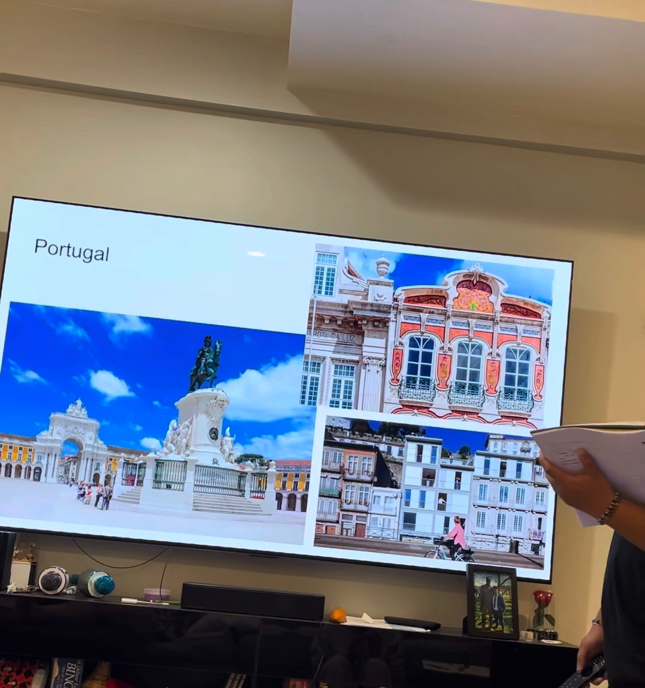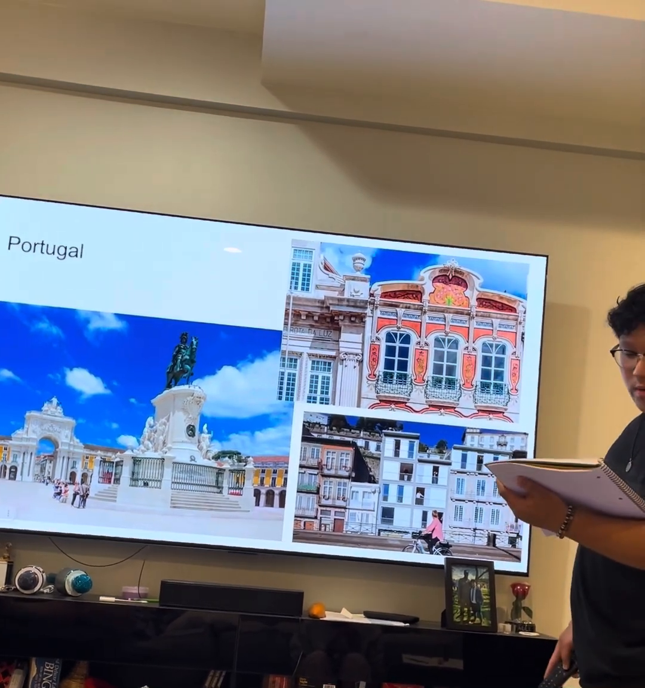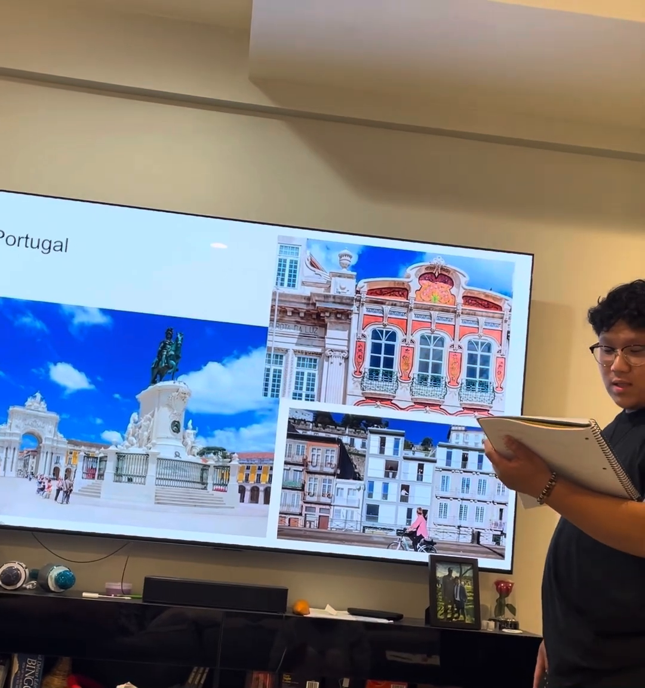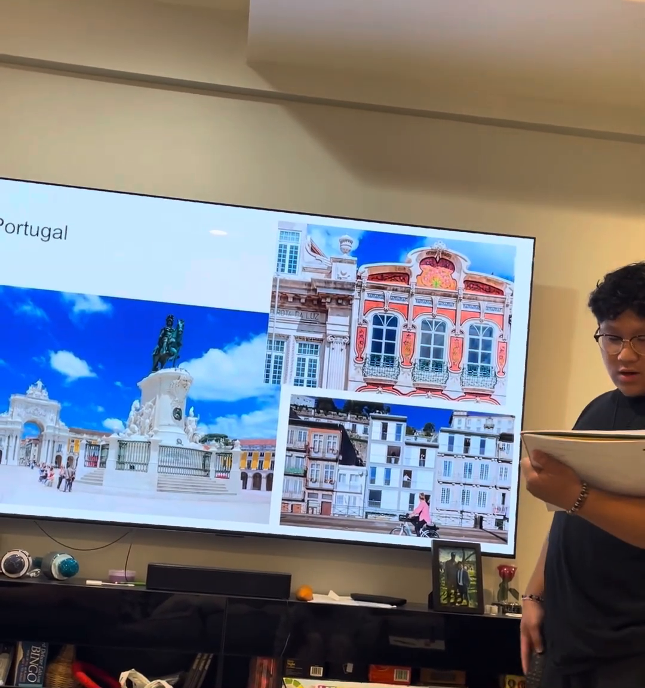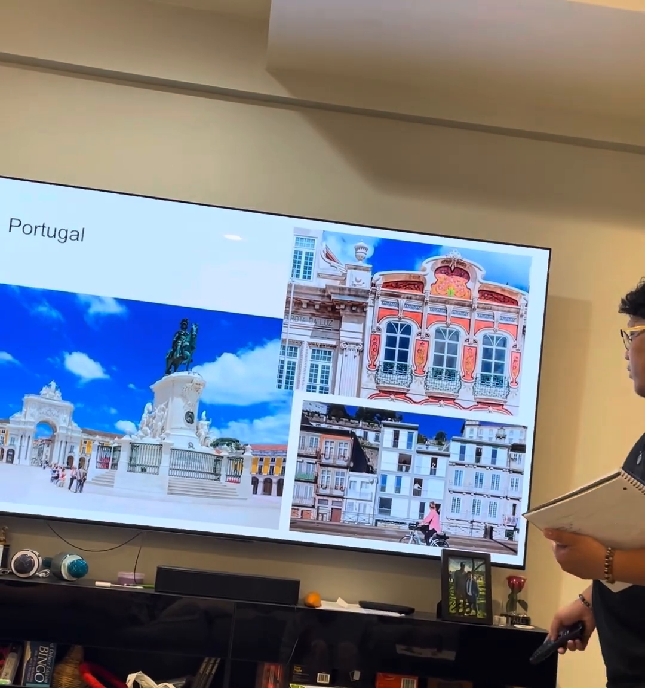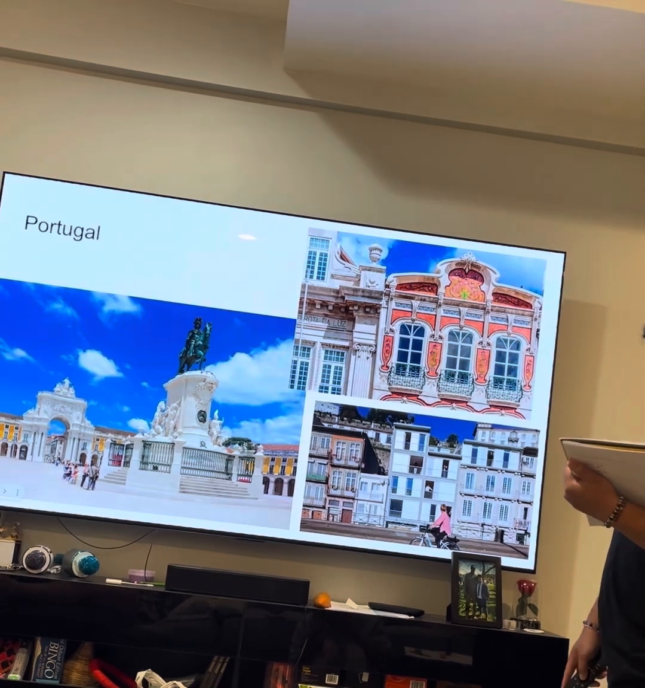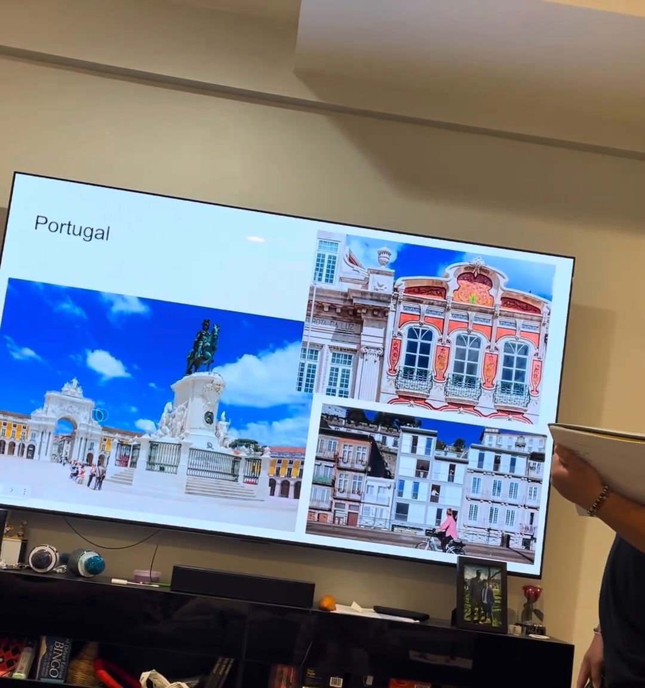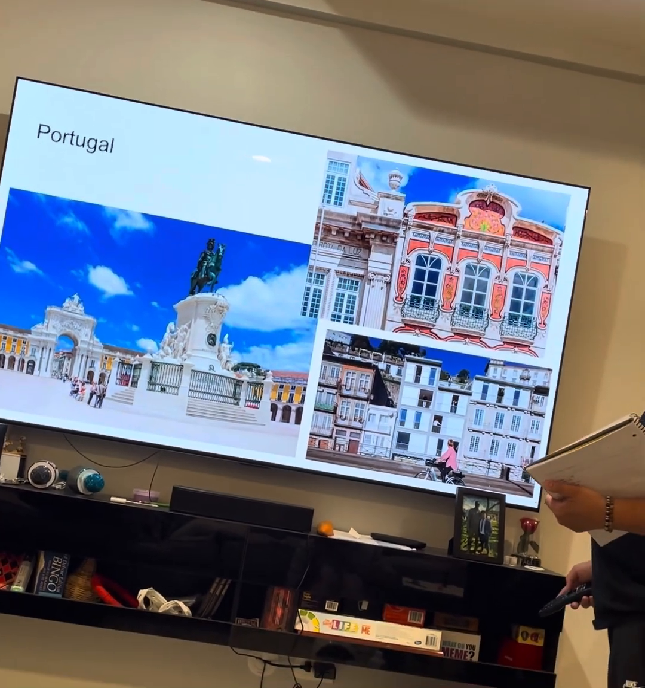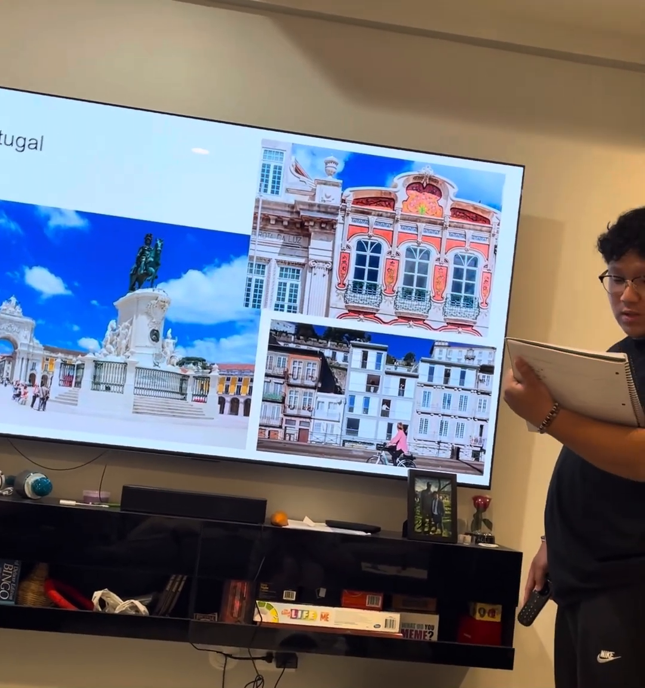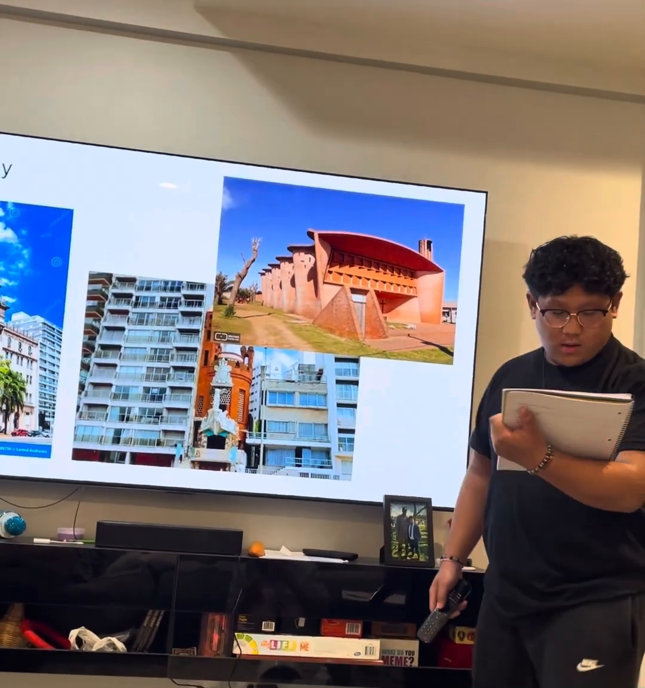Portugal, shaped by historic events, they have a lot of Roman, Gothic, Renaissance, Baroque, Pombaline, which is earthquake-resistant architecture. You see a lot of grid-based city planning, neoclassical uniform buildings, romanticism, colorful palaces, exotic influences, and modernism in the 21st century.